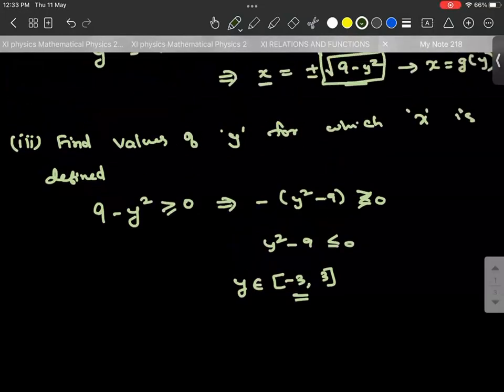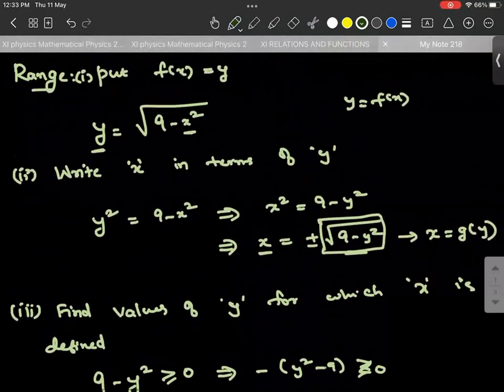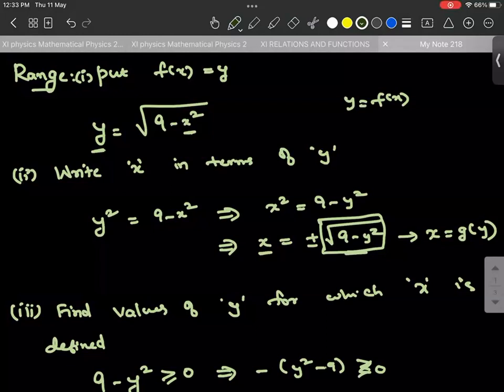I'll tell you what, I made a small mistake here. I wrote y is equal to root of 9 minus x square. No, square root will always give me a positive value. So I actually missed writing this: y is greater than or equal to 0.